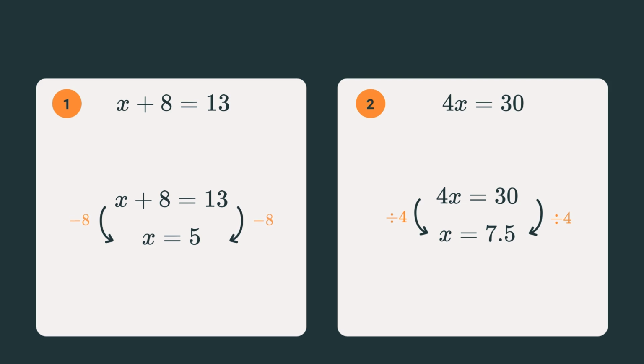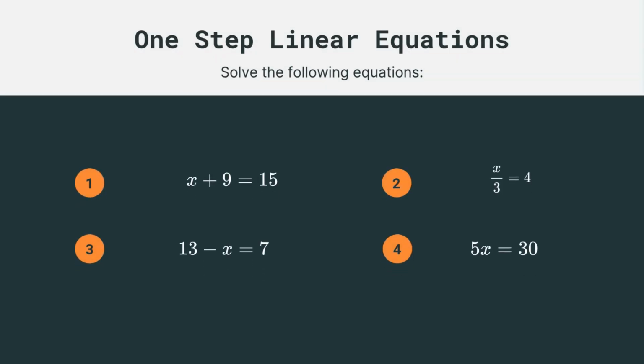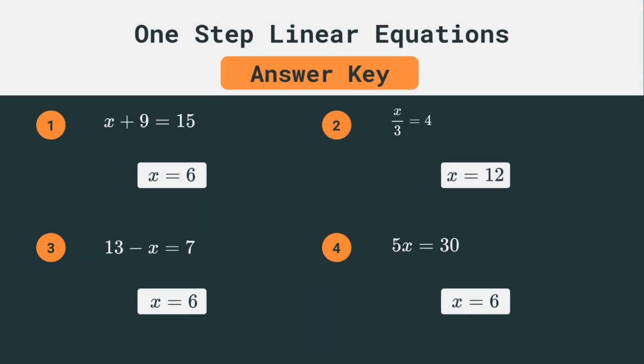Let's keep the fun going with one-step linear equations. These are just like the ones we did, but a bit different. If x plus 9 is equal to 15, and there's another one where 13 minus some number equals 7, plus a few more. Time to see if our answers match. For x plus 9 equal to 15, x is 6 because 15 minus 9 is 6. For the equation where 13 minus something equals 7, that something is 6. We have a few more solved here, like 5x equal to 30, which means x is 6. Did your answers match up?